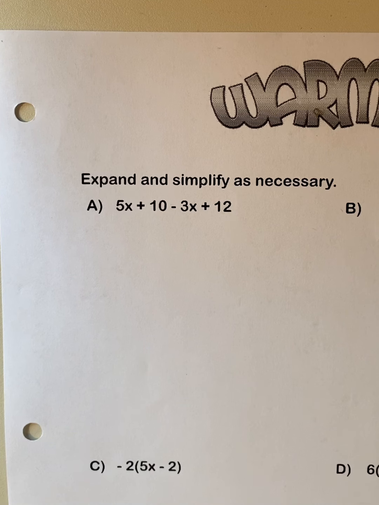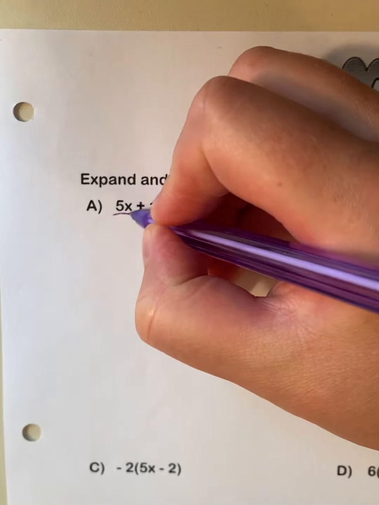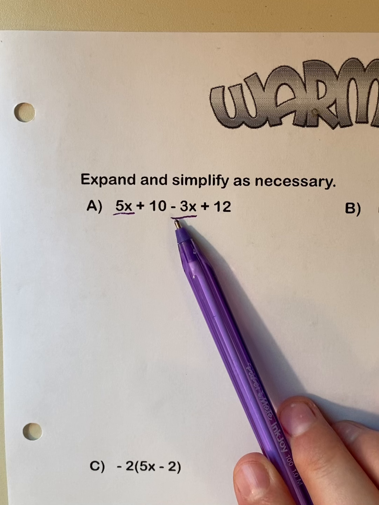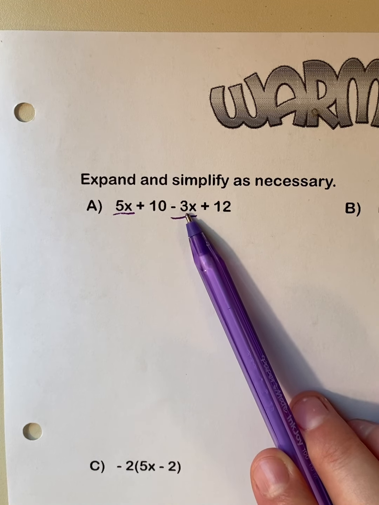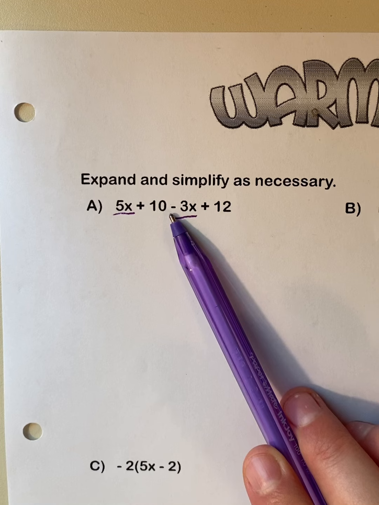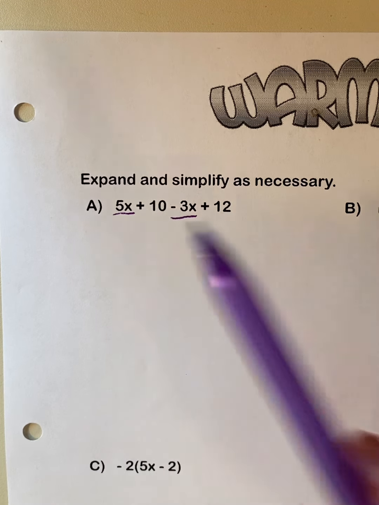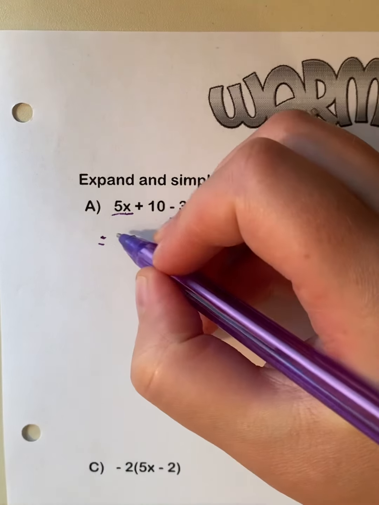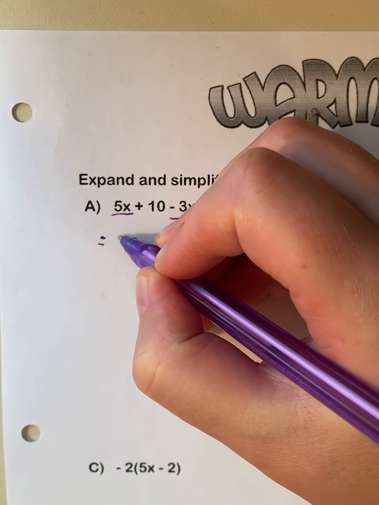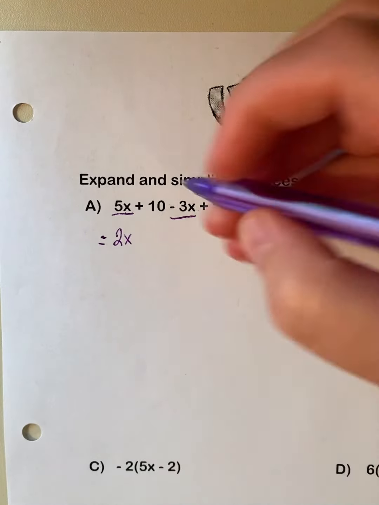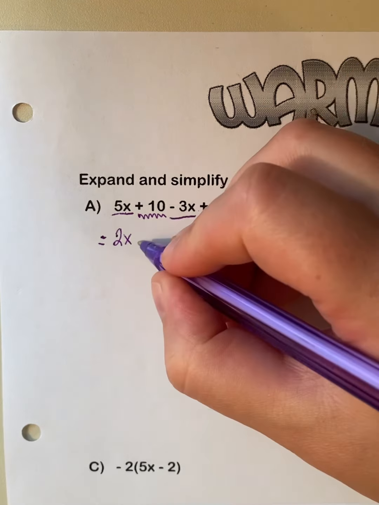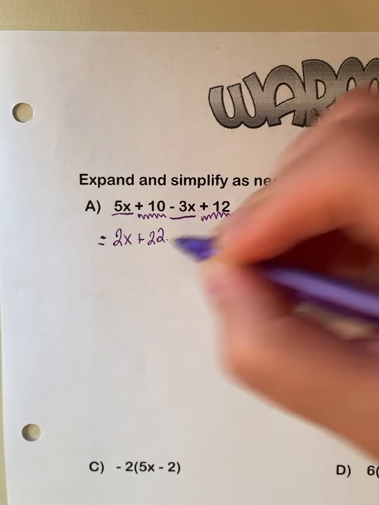All right, so first things first, hopefully this is 100% review. If I have something like 5x and negative 3x, the piece in front of the variable and its coefficient, in this case the negative, travels with it. So it's whatever's in front travels with. So here I've got 5x minus 3x is going to give me 2x. And then I've got 10 plus 12 is going to give me positive 22.